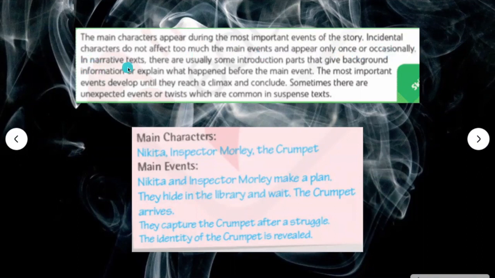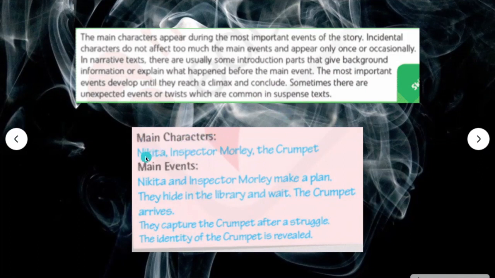In narrative texts, there are usually some introduction parts that give background information or explain what happened before the main event. The most important events develop until they reach a climax and conclude. Sometimes there are unexpected events or twists which are common in suspense texts.